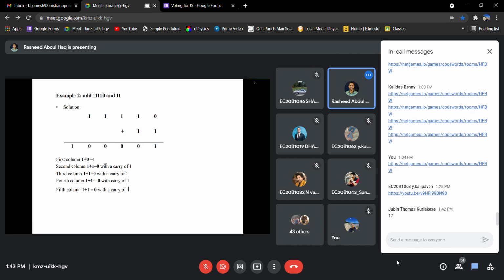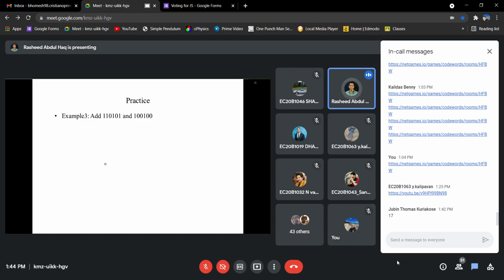Kindly do this example, 110101 and 100100. You can do it in your notebook and show it to me in your camera. I may ask randomly 2 or 3 people, and the attendance will be marked.